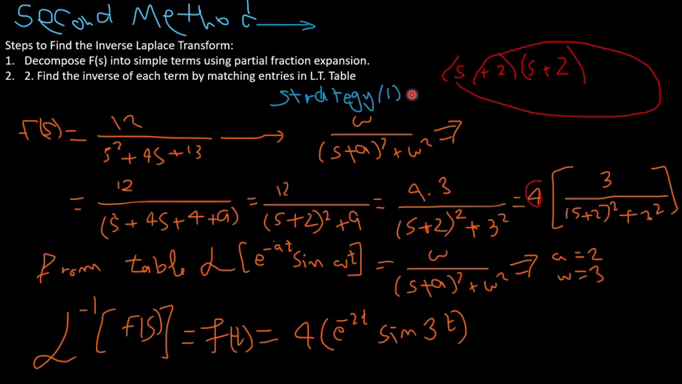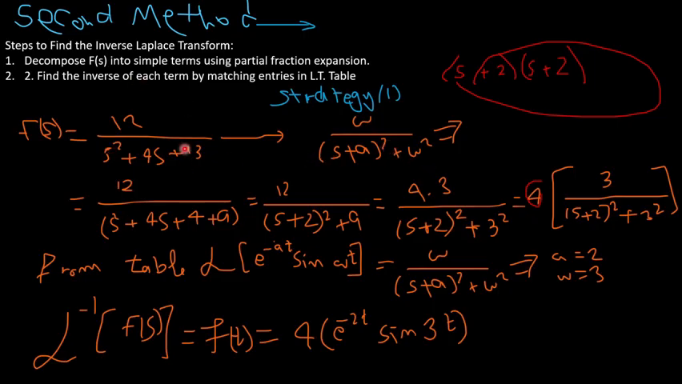If you cannot find the pair between F of s and f of t in the table directly, then we will use some manipulations. I will show here 3 very straightforward strategies. The first of them: let's say we have F of s equals 12 divided by s squared plus 4s plus 13. If you check the table, you can find that there is an entry in the frequency column defined as omega divided by s plus a squared plus omega squared.